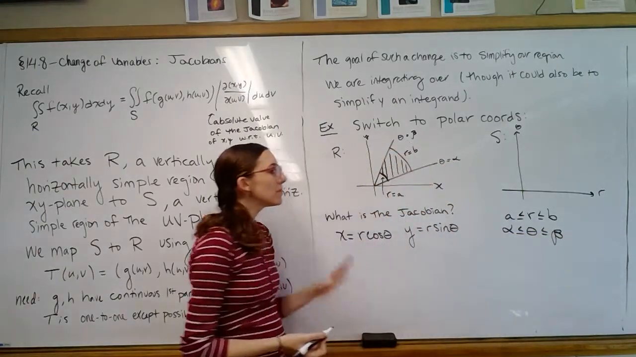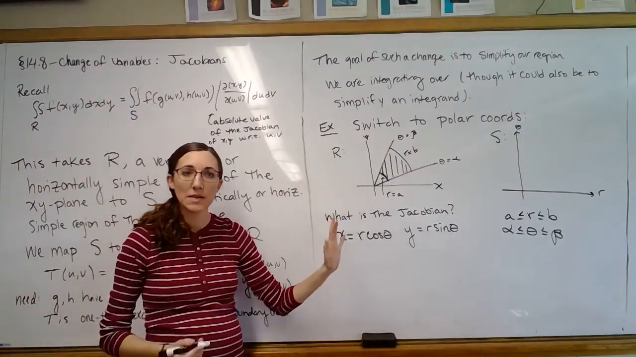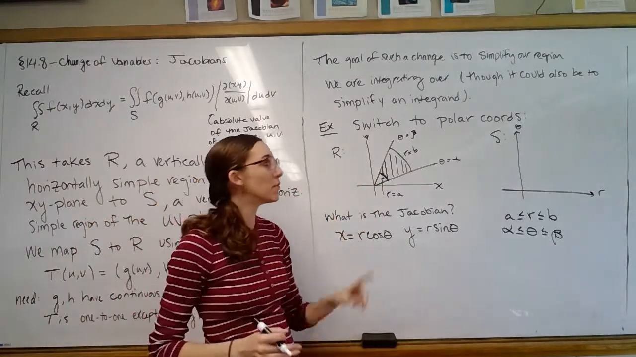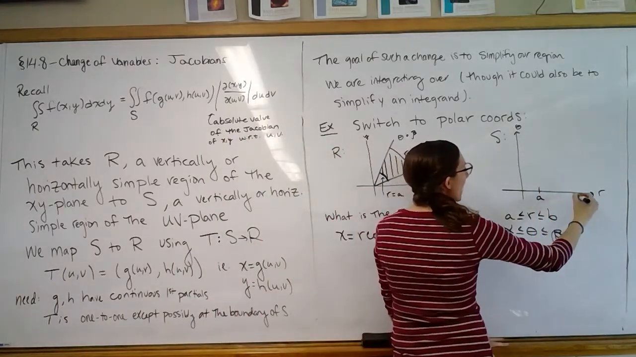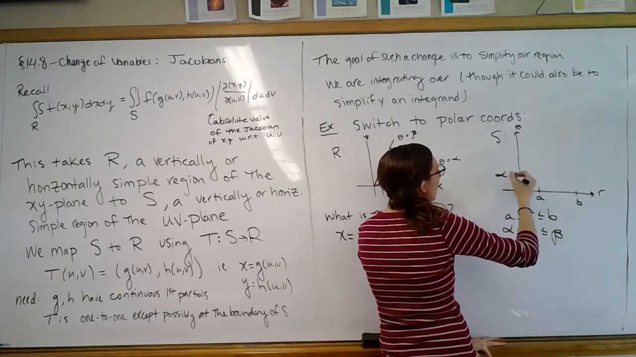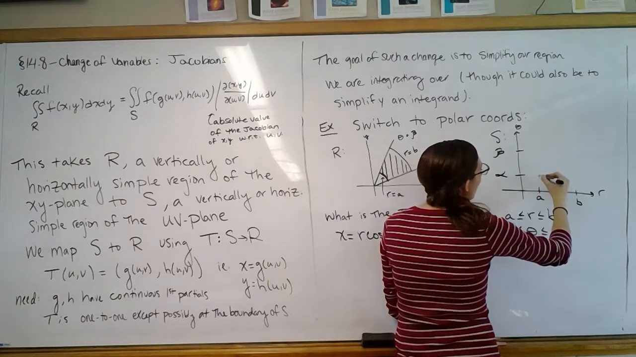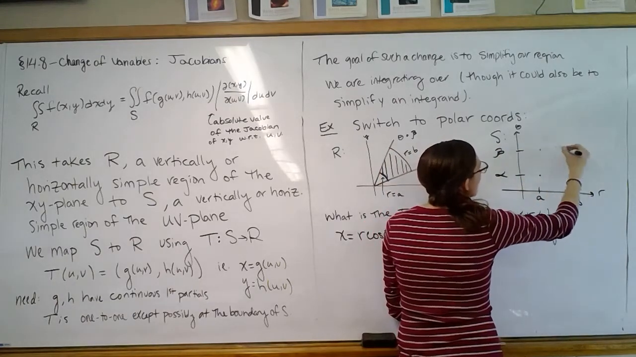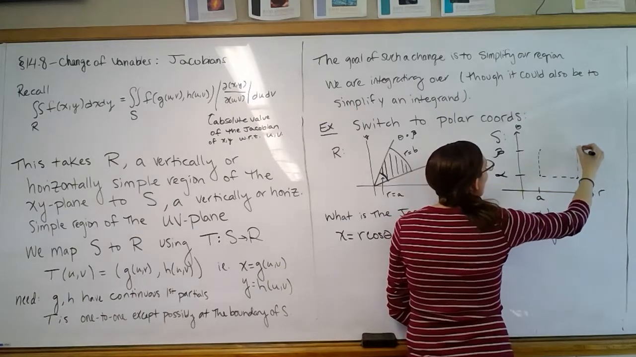So if I literally plot that region in the r theta plane, so not an xy plane anymore, but an r theta plane, well then literally r goes from a to b, and then theta goes from alpha to beta, whatever those are. And what we end up with is just a rectangular region.